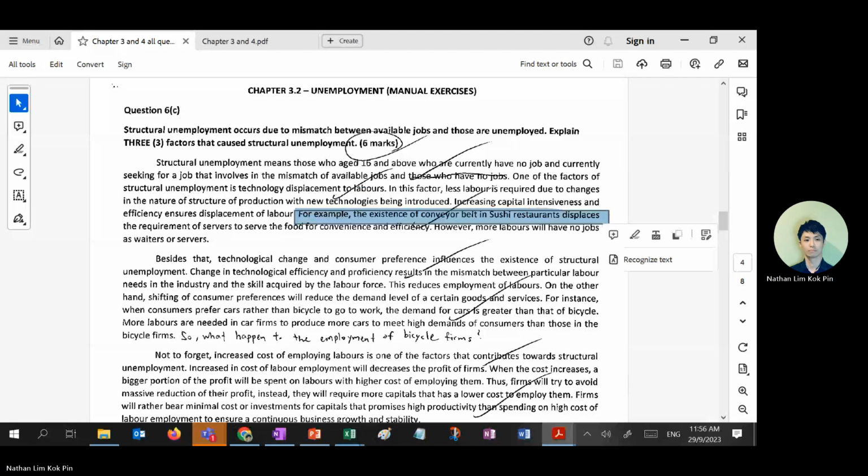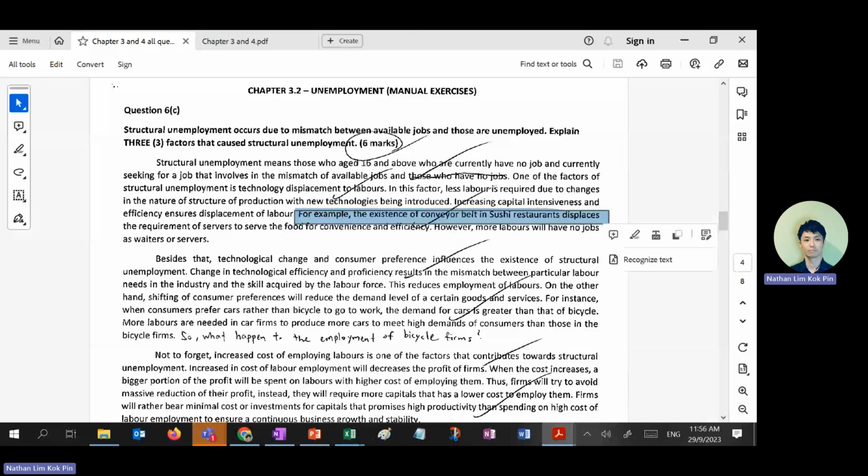Second, a change in technology will lead to people preferring the one that's more advanced in technology. This will reduce the employment because of consumer preference. For instance, consumers prefer car rather than bicycle to go to work. The demand for car is greater than bicycle, so more labors in car, and so on.